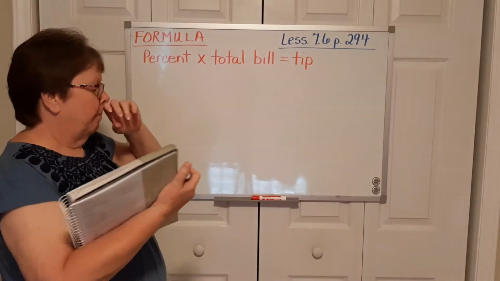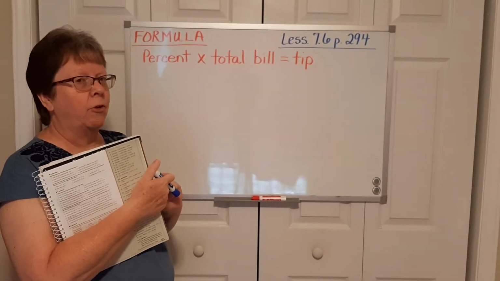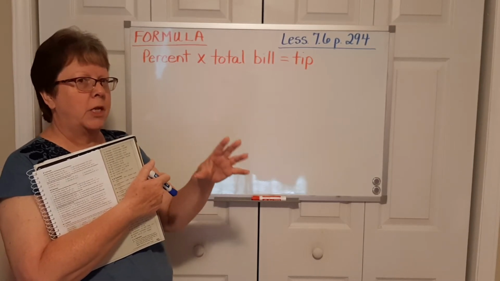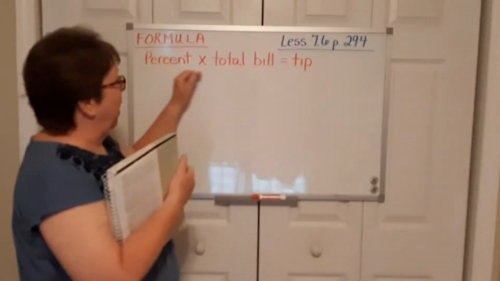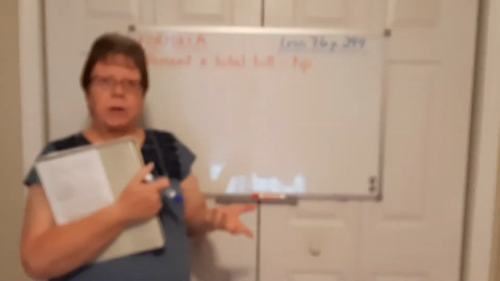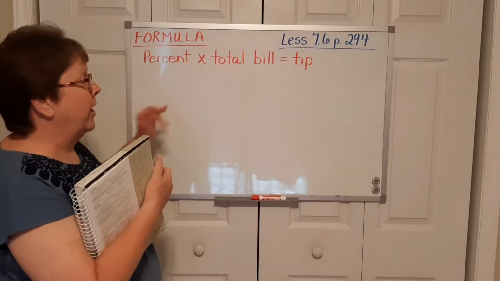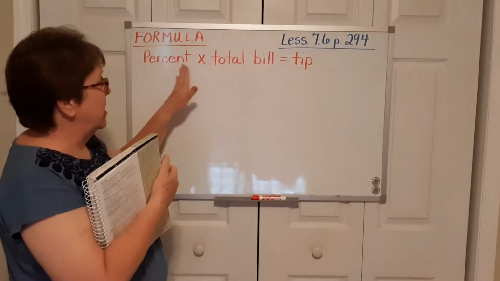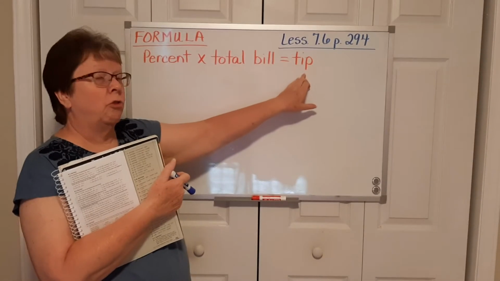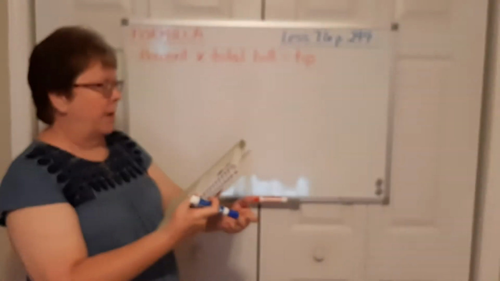Okay, and here's a formula that you definitely need in your flip chart because you need it right in front of you as you're doing these problems. And you may even want to write it on your paper so you can plug in the amounts just like I'm doing on the board today. That makes it so much easier to do these problems. Okay, and here's your formula. Percent times your total bill equals your tip. Okay, so that's the formula that you're going to be using.